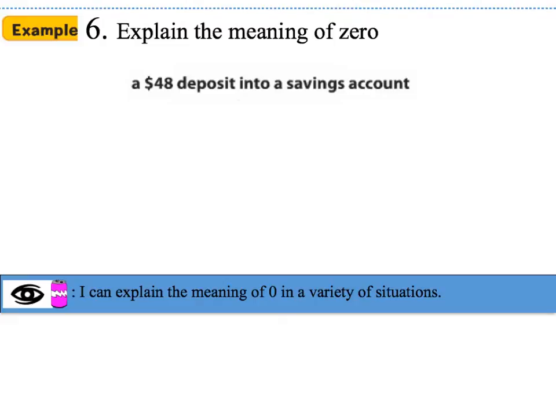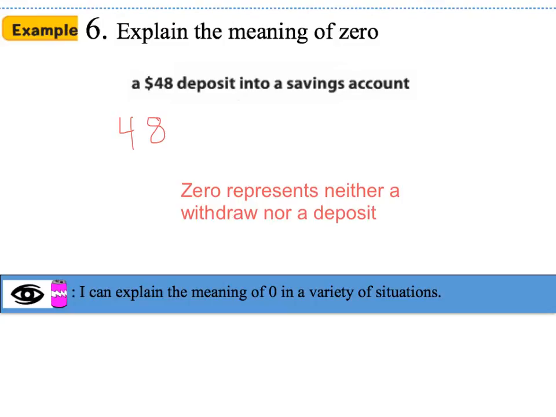For example 6, it also says explain the meaning of 0. The situation that they're giving us is a $48 deposit into a savings account. So we know that deposit is a key word for positives, and we answered this question before. So 48 was the integer that represents the situation. But in this situation, 0 represents neither a withdraw, which means to take money out, nor a deposit, which means to put money into the savings account.